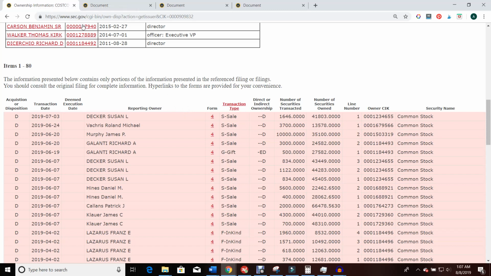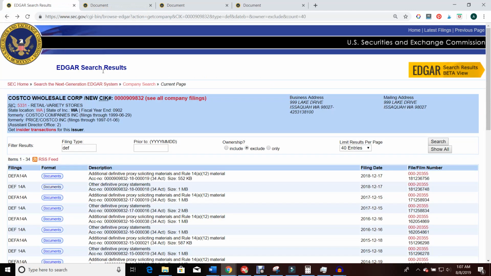So anyways, that's just a basic high-level overview of some of the more important SEC documents. These documents are admittedly a little bit dry in terms of reading material, but they're very important when you're investing.